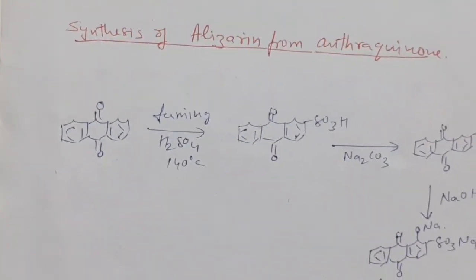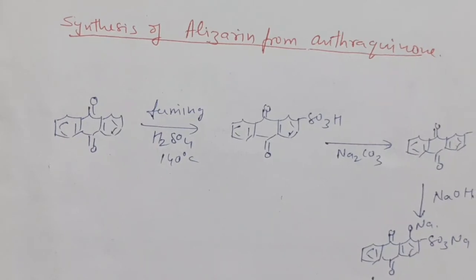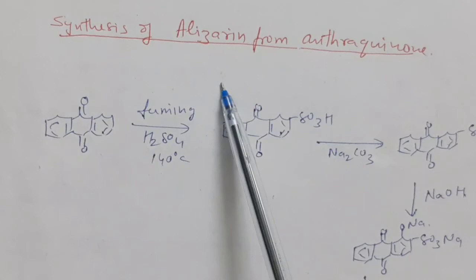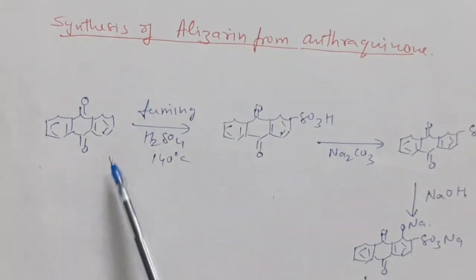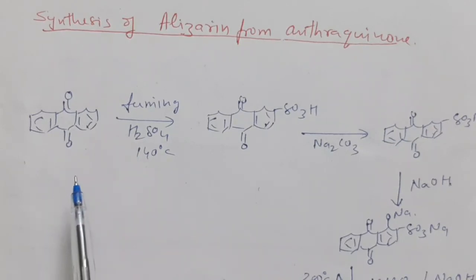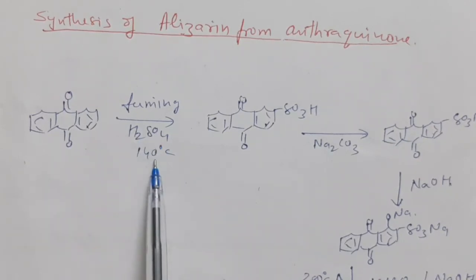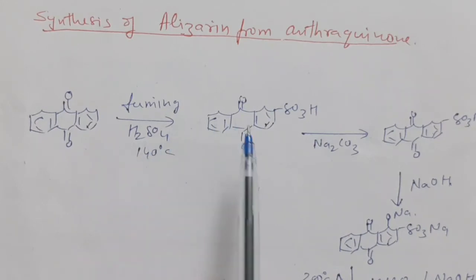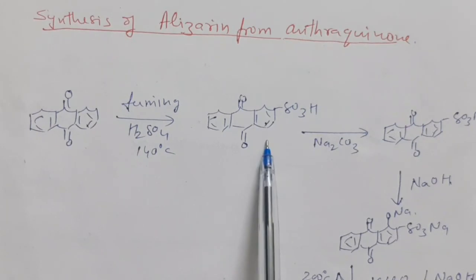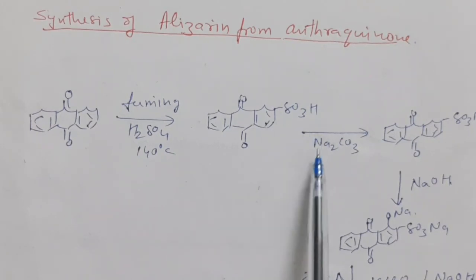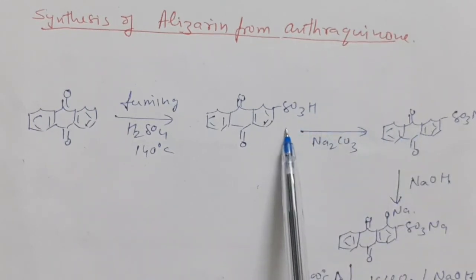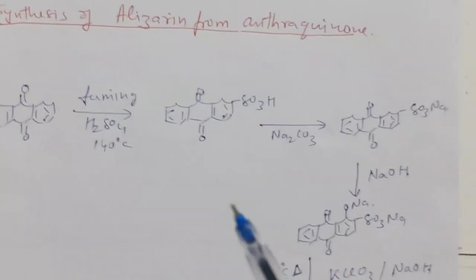Anthraquinone can also be used for the synthesis of a dye, and that is alizarin. So alizarin dye can be synthesized from anthraquinone, and the reaction is: anthraquinone reacts with fuming sulfuric acid at 140 degrees centigrade. We know beta-anthraquinone sulfonic acid is formed. This beta-anthraquinone sulfonic acid, when reacted with sodium carbonate, gives the sodium salt of beta-anthraquinone sulfonic acid.